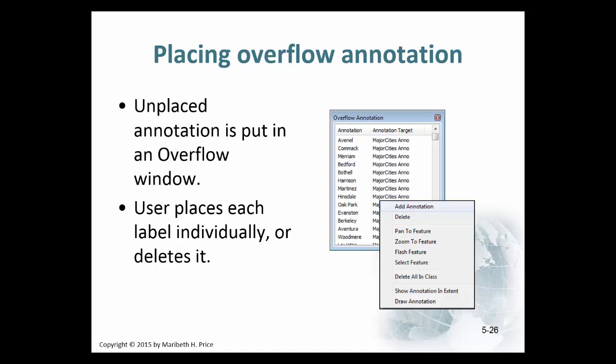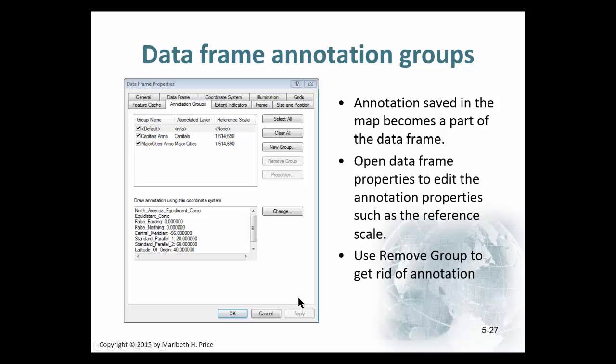Unplaced labels and annotation go into an overflow box where you can decide to place the labels or not. If the annotation is stored locally in this map, you can turn them on and off in the Annotation Groups tab in the Data Frame Properties.